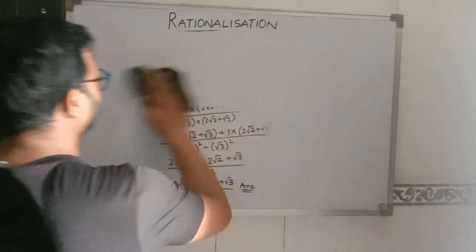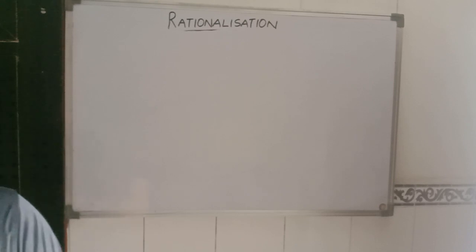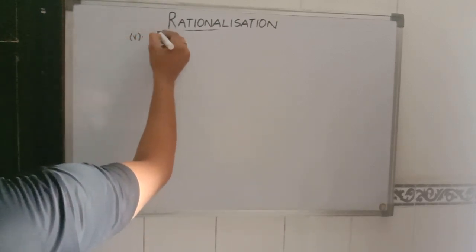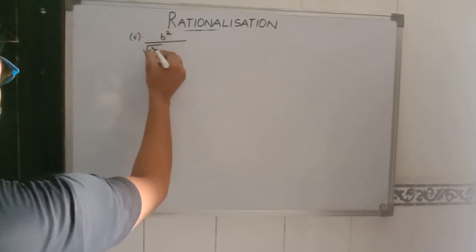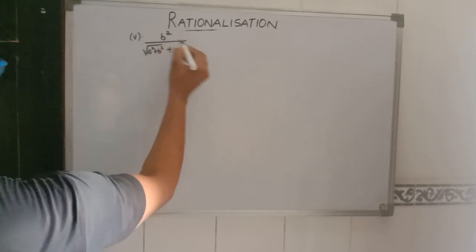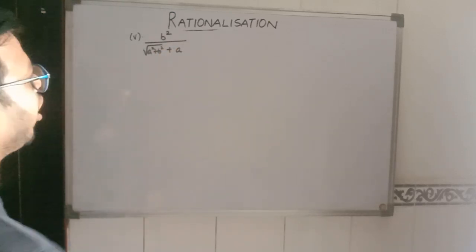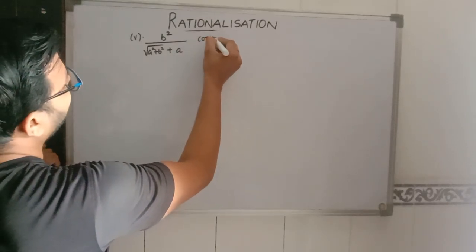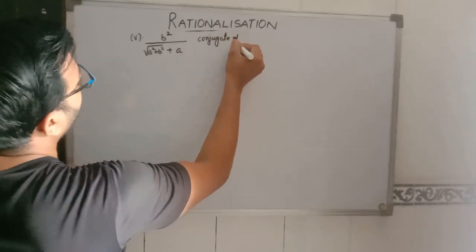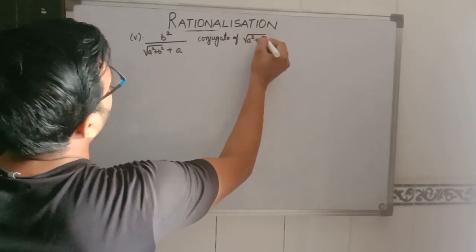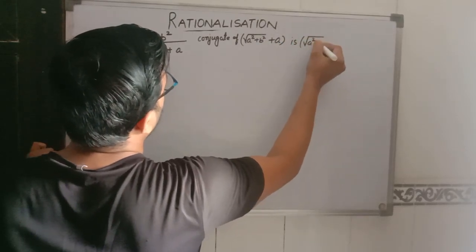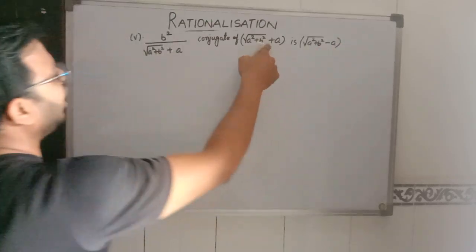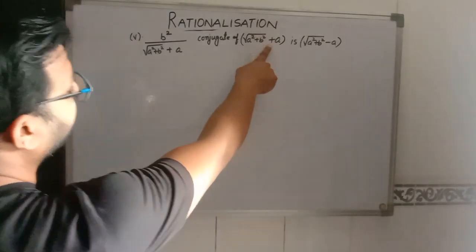One more question I am going to tell you, which is the last type of question in type 2. So this is question 5. It is written in the variable manner: b square upon square root of a square plus b square plus a. That is the question. Now again we have to follow the same steps. First of all, we have to write the conjugate of root a square plus b square plus a. The original number is root a square plus b square plus a, so it will become root a square plus b square minus a. We only have to change the sign written between them.